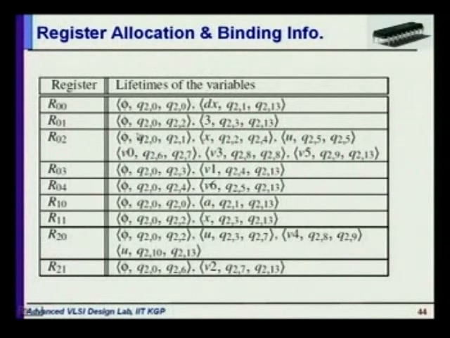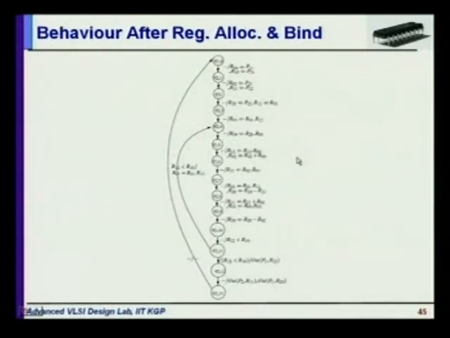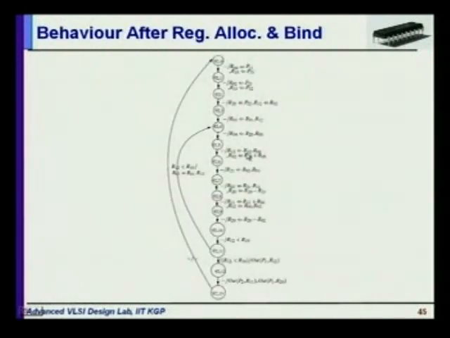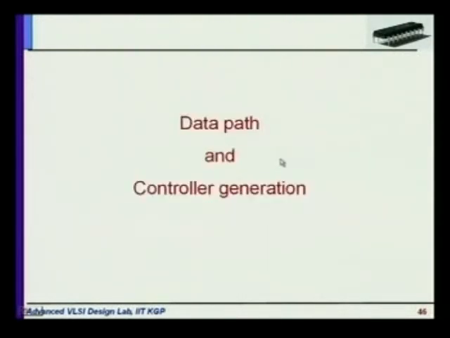Okay, and suppose you have this register allocation and binding information, like register R1 will store dx from this state to this state. Initially it does not store anything. And like R2 will store x from this step to this step, u will store from this step to this step. So basically R1 will be shared by x, u, V0, V3, V5. So after allocation and binding, the behavior will look like this. Basically you will replace your variables in the design with the registers from their lifetime sharing information in this table. Okay, now come to the point, the last phase is data path and controller generation.